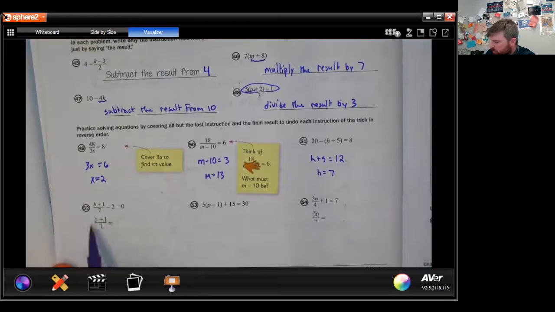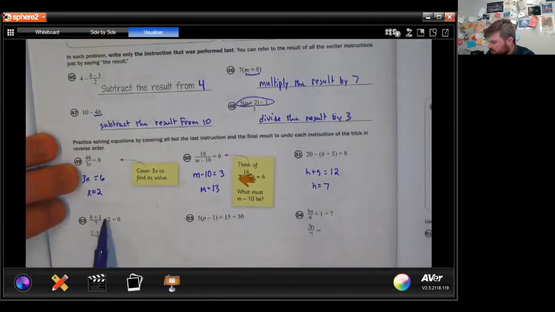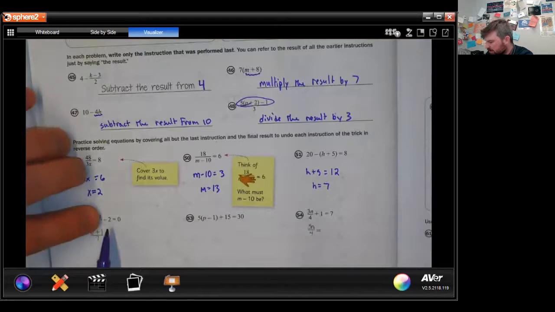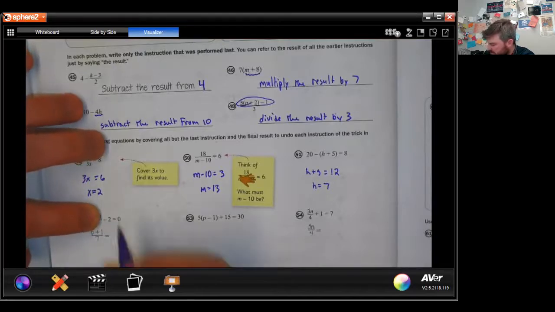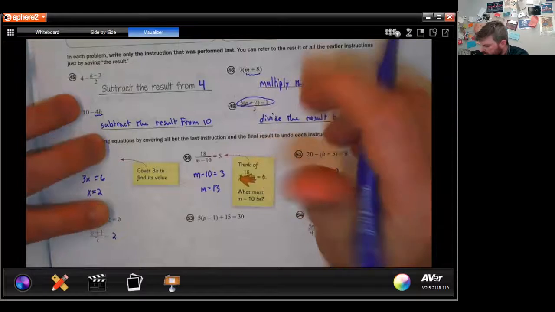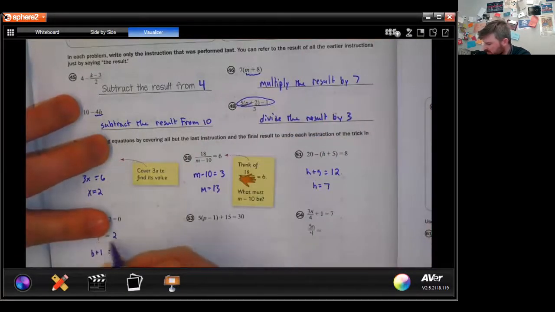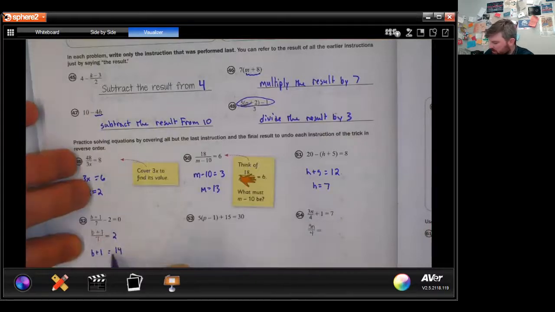Okay, here's kind of a multi-step one. So what number, okay, we're going to cover up this whole thing. What number minus 2 is 0? So that's going to be 2. Then cover up the b plus 1. So what number divided by 7 is 2? 14 divided by 7 is 2. And then what number plus 1 is 14? 13 plus 1 is 14.